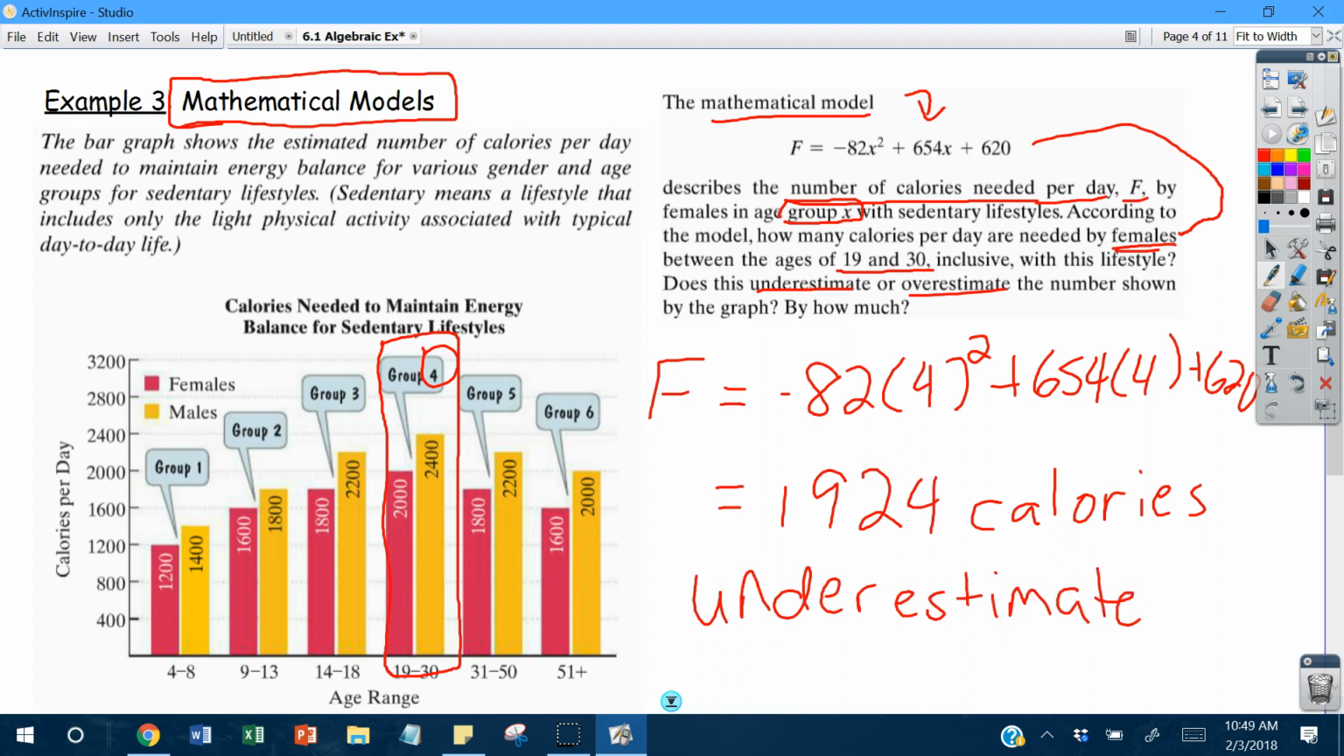So basically, we can use this model to calculate whatever we wanted. If we wanted to know the calories per day for females in the 51 plus group, all we would do is replace this 4 with a 6, because that's group 6, and that's how we would do that. So it's a pretty useful thing to use for real life situations.